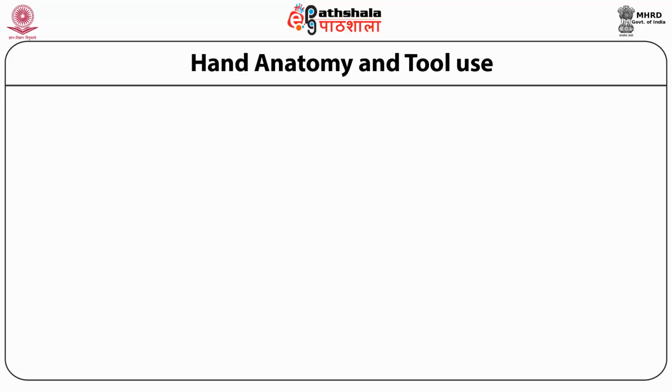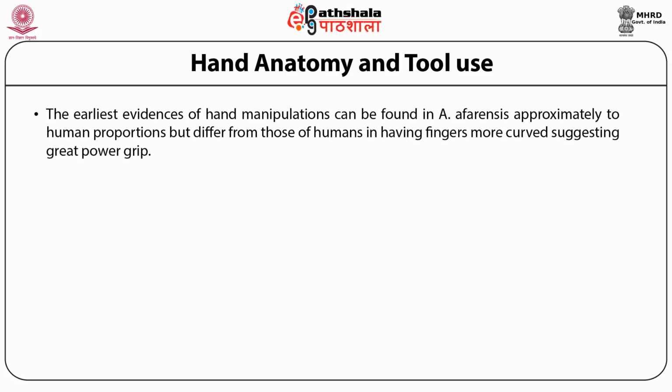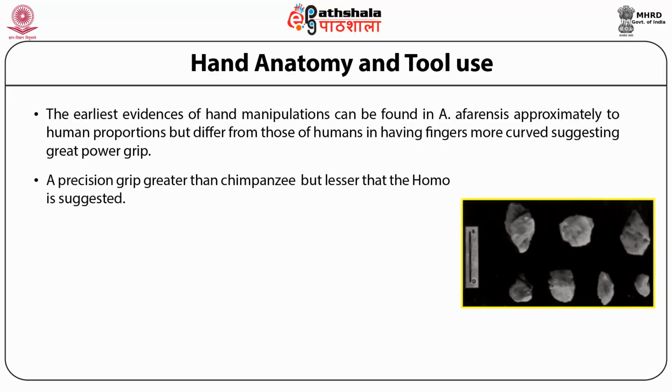Hand anatomy and tool use. The earliest evidence of hand manipulation can be found in Australopithecus afarensis. The hand proportions of members of this group approximate human proportions, but differ from those of humans in having more curved fingers, suggesting a greater power grip. The precision grip was greater among them compared to that of chimpanzees, but lesser than that of Homo. Australopithecus afarensis was spending more time on the land than in the trees. Hence, hand anatomy had started foreshadowing the characteristics of the hands of Homo and differed from those of apes.